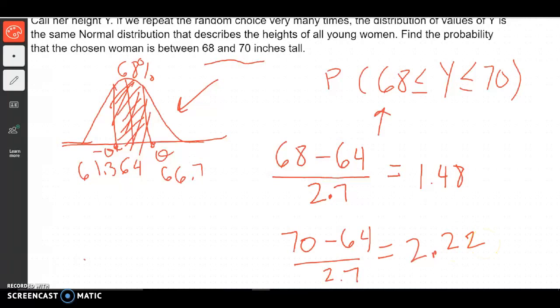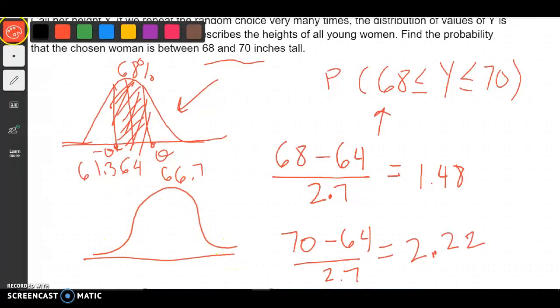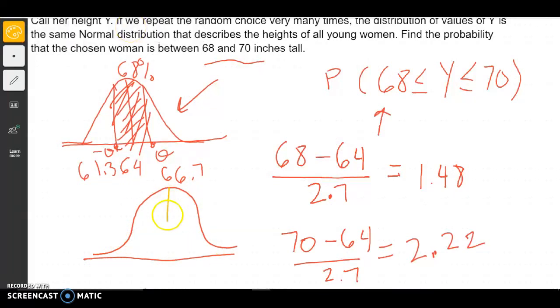So if you remember, we'd be looking at this curve, and we're trying to figure out, we just standardized all these scores, so given this is my mean, which would be at 0, we're trying to find this space in here.